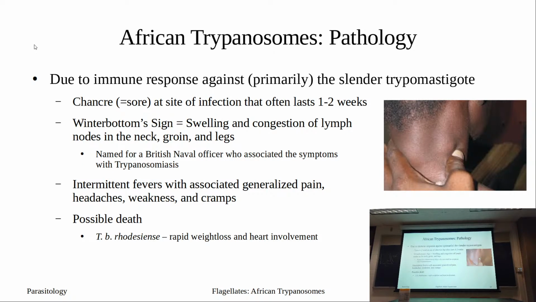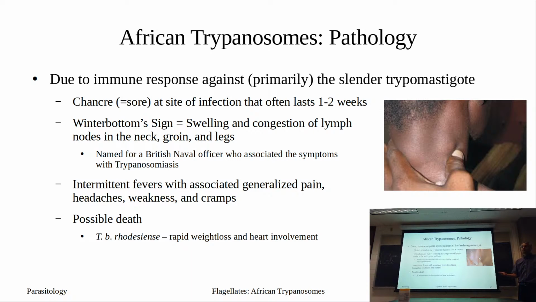All right, pathology of this. Pathology is primarily against our slender trypomastigotes. That's going to be our dominant form. And we're going to see a sequence of events that happen. First one is that you often get a canker or a sore at the site of infection. So the insect, the tsetse fly, bites you, and you get a sore that persists for about 1 to 2 weeks.